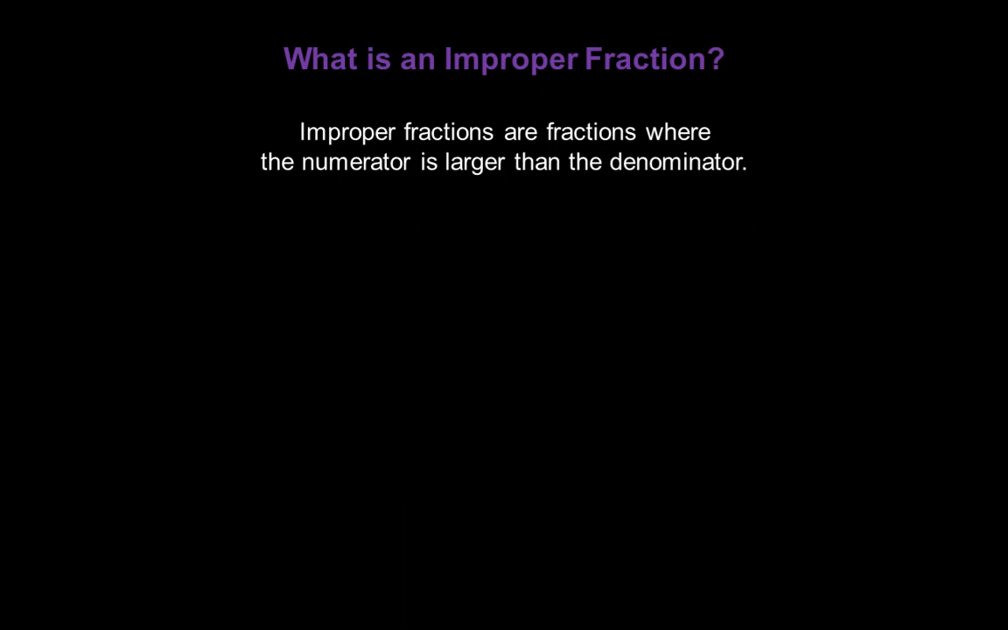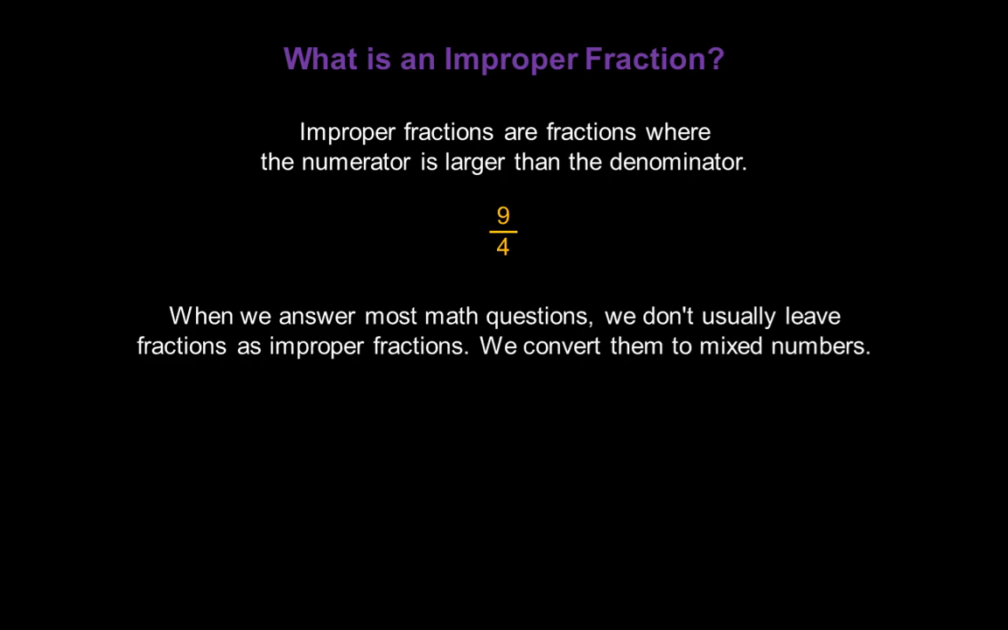Improper fractions are fractions where the numerator is larger than the denominator. Here's an example: 9/4. When we answer most math questions, we don't usually leave fractions as improper fractions. We convert them to mixed numbers.